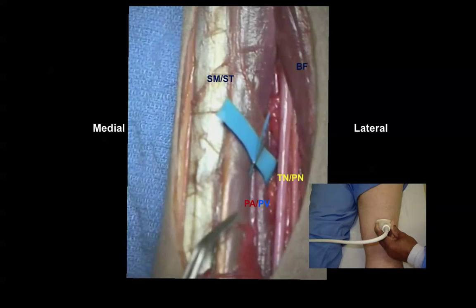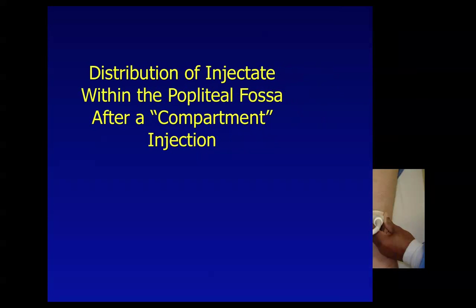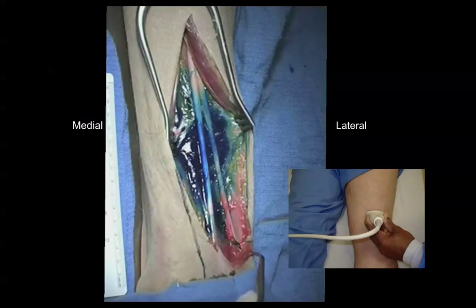In fact, if we look at a dye injection of methylene blue into the compartment formed by the biceps femoris and semitendinosus muscles, we can see that from anywhere injecting into this space, we get a wide distribution of dye staining both nerves for a considerable distance. So this just reinforces the fact that this is indeed a compartment, and we no longer need to get in immediate proximity to the nerve to get a successful block.